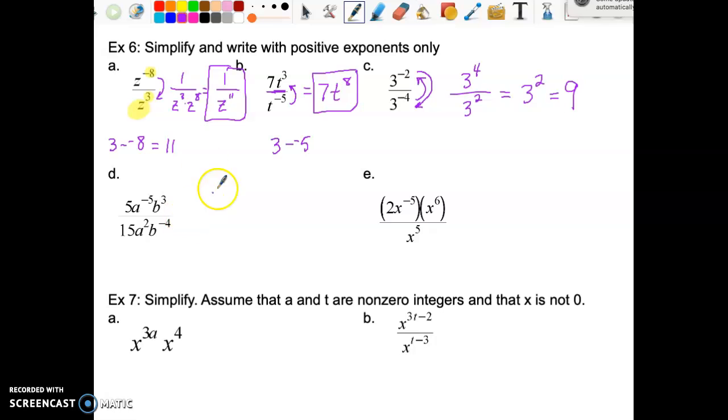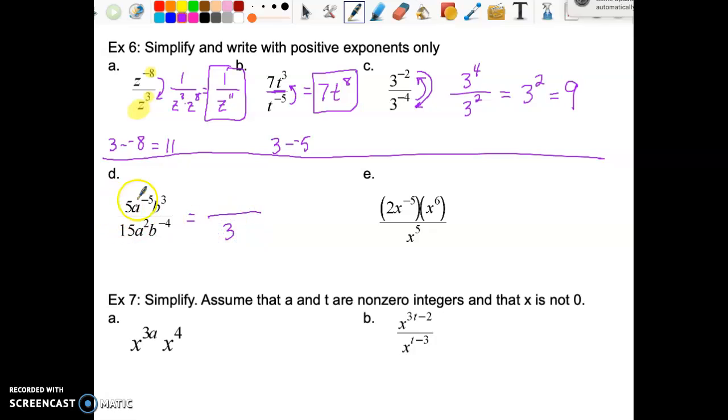Please don't forget to reduce when you can. Let me just put a giant line there. So letter D, 5 over 15 would reduce to 1/3. So 3 in the denominator. I don't need to write a 1 in the numerator, because if you look at your B's and do 3 minus negative 4, you'll get B to the 7th. So you no longer need a placeholder. You don't need to write a 1 up there. So I wasn't planning on it.